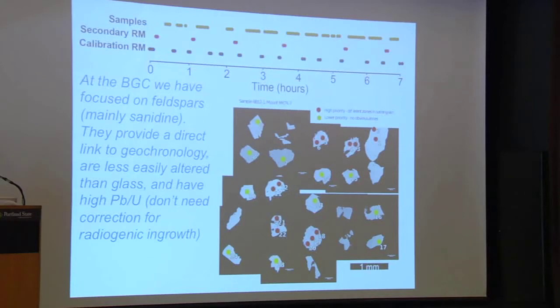So I haven't specifically talked about the materials that we're using, but for the work that I'm showing here, we've exclusively focused on feldspars, mainly sanidine, because these provide a direct link to geochronology. Okay, I'm working mainly with argon geochronologists, so they're very concerned about the sanidines, about the feldspars. And so we already have large quantities of sanidine separates. They're also less easily altered than glass.